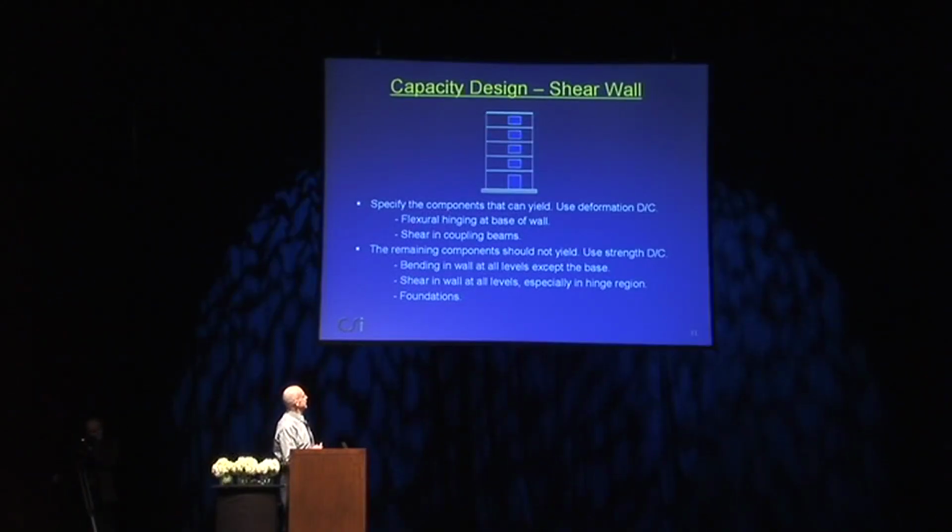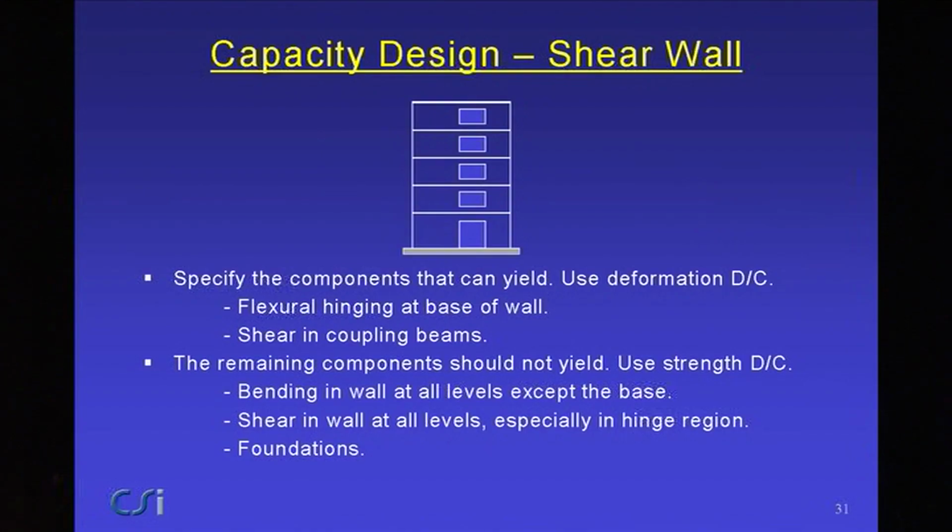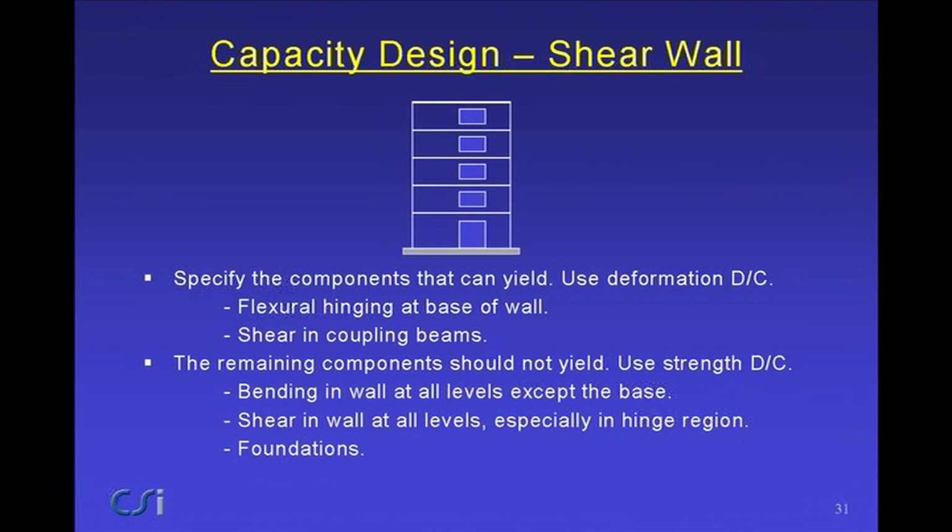If it's a shear wall, you might allow flexural hinging at the base of the wall, and you might allow inelastic behavior in the coupling beams. The remaining components probably should not yield. Bending in the wall everywhere except the base, shear in the wall everywhere, including in the hinge region, which can be particularly critical for shear, and again, the foundations.